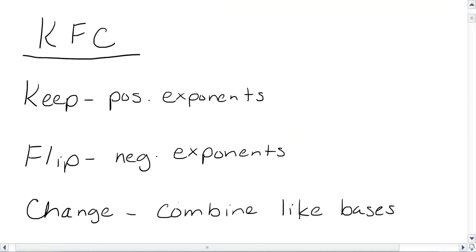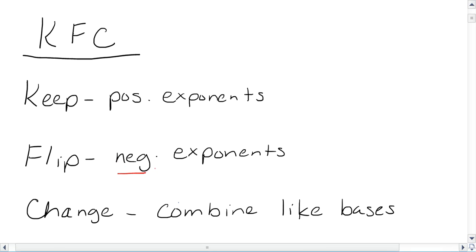Next thing to review, we called it the KFC acronym. When you have a problem, you go through it methodically. Anything that has a positive exponent, that factor is kept at its location. Any factor that has a negative exponent is flipped.